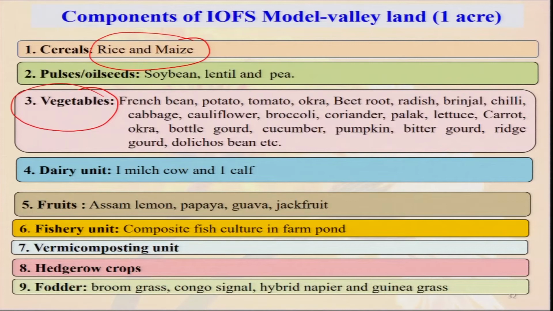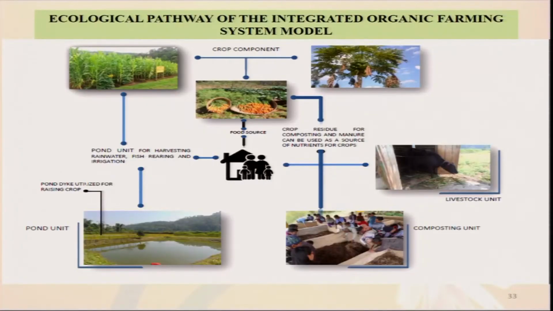Whenever you try to maintain cattle, you have to maintain the fodder, because you can probably get some grasses in the months of May, June, July, August when there is too much rain. But in the lean season, in the months of January, February, March, April, the fodder availability within the farm is very less. So, you have to plant some fodder trees as well as fodder grasses to maintain your livestock. And this is the ecological pathway of the integrated organic farming system model.